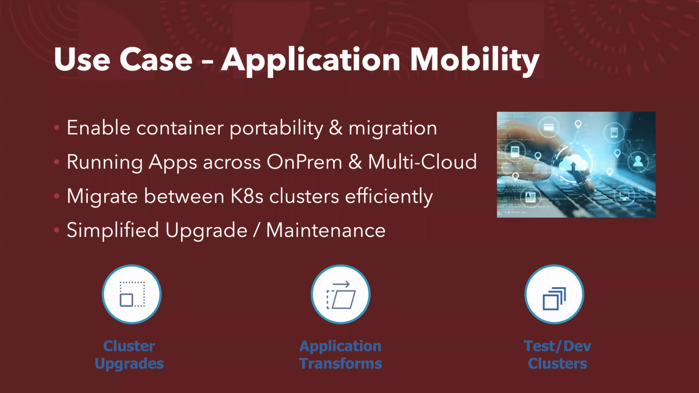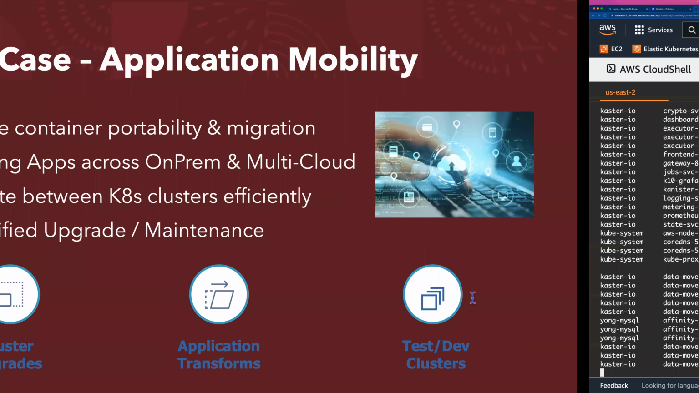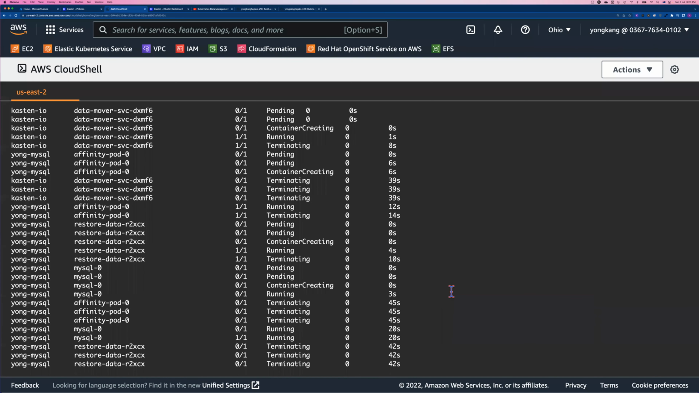You can easily clone the application from your production environment to your test dev environment. While we are talking here, the job should be up and running shortly. You might notice some of the jobs. Initially the data move job reads the data. Once the job is done, it terminates the pods, and we use the affinity pod, that's the temporary pod, and then we restore the data. That's the restore container pod.